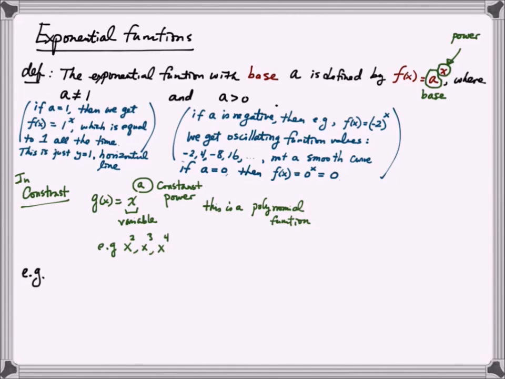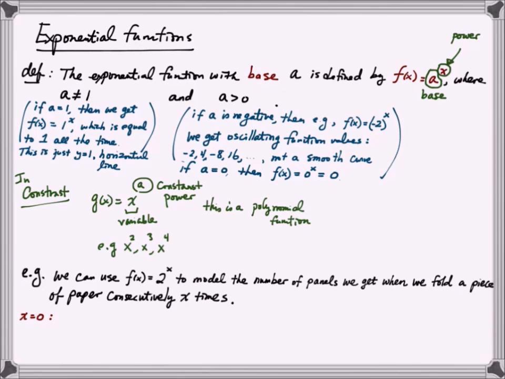At this point, you might be wondering when we actually use exponential functions in real life. So I can give you an example here. Suppose that we use the function f of x equals 2 to the x to model the number of panels we get when we fold a piece of paper consecutively x times. When x is equal to 0, the function value is 2 to the 0, which is 1. In that case, we simply get the original piece of paper, and that's 1 panel.